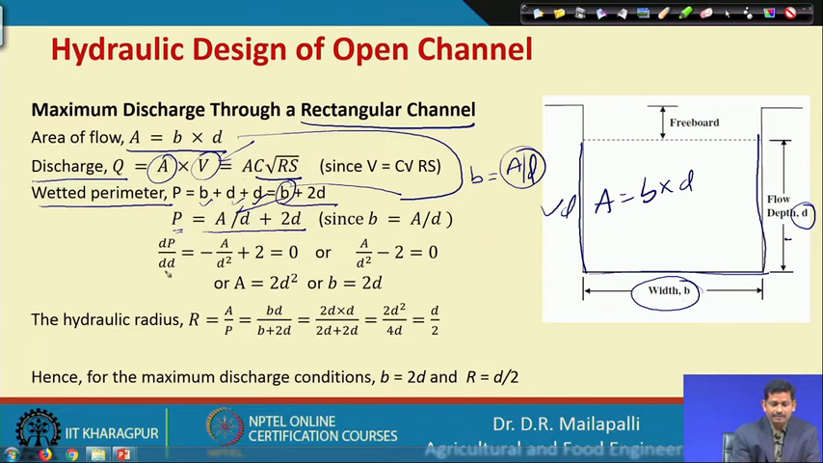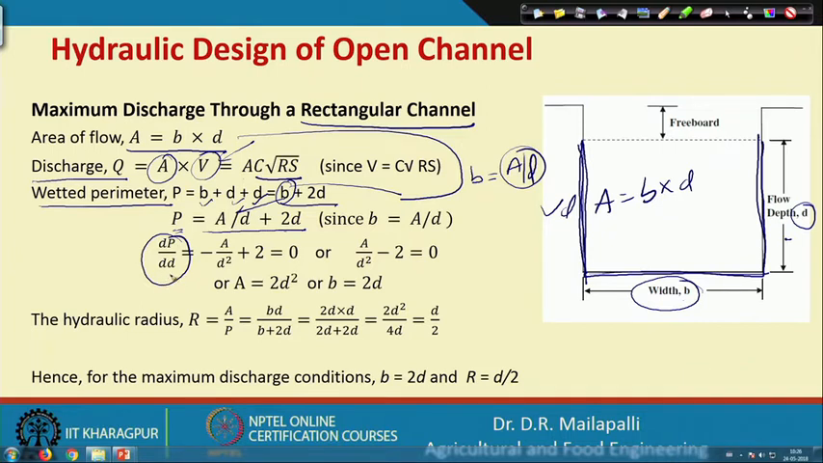Then in this case, the wetted perimeter needs to be maximized. When the wetted perimeter is maximum, you expect maximum discharge. So that is dp by dd, the wetted perimeter with respect to depth, needs to be maximum.